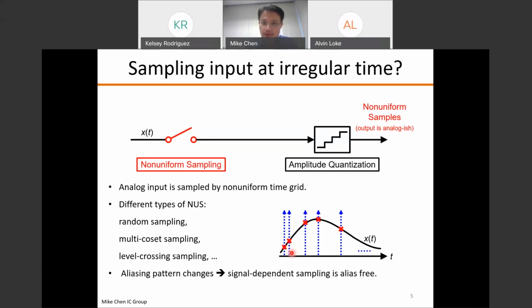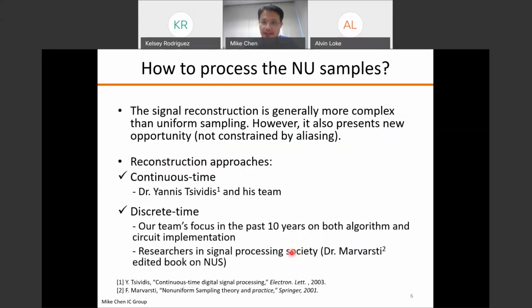So what's the problem? How come people are not doing that today? I attribute that probably to the problem of how we can process those non-uniform samples. It is true that signal reconstruction is generally more complex compared to uniform sampling, because with uniform sampling you just take the samples and cascade them, sort them out in sequence, and then the digital processor will just process it.